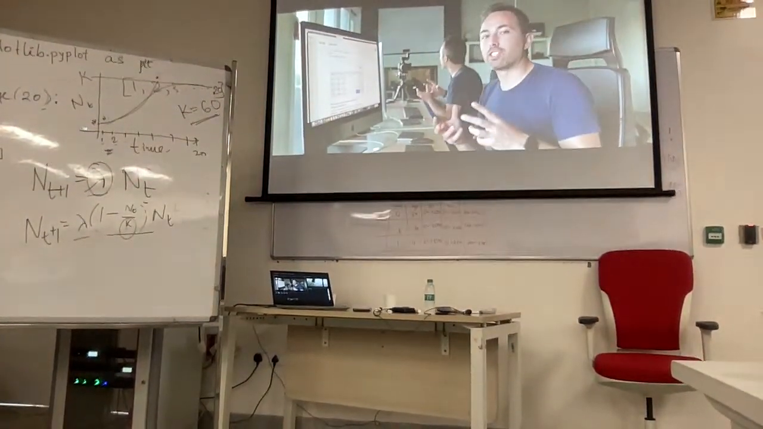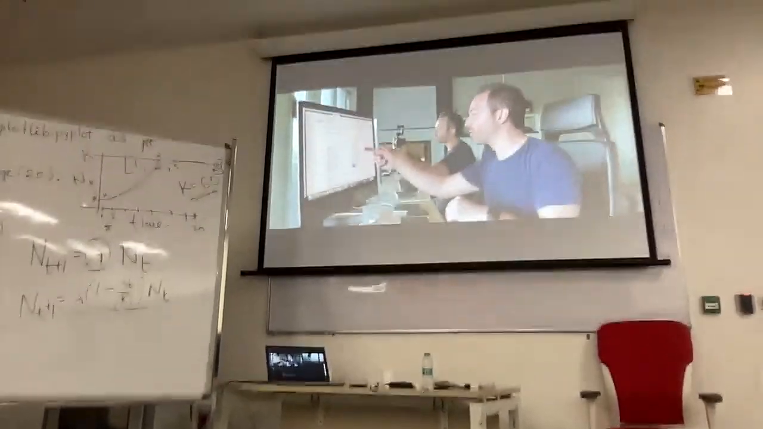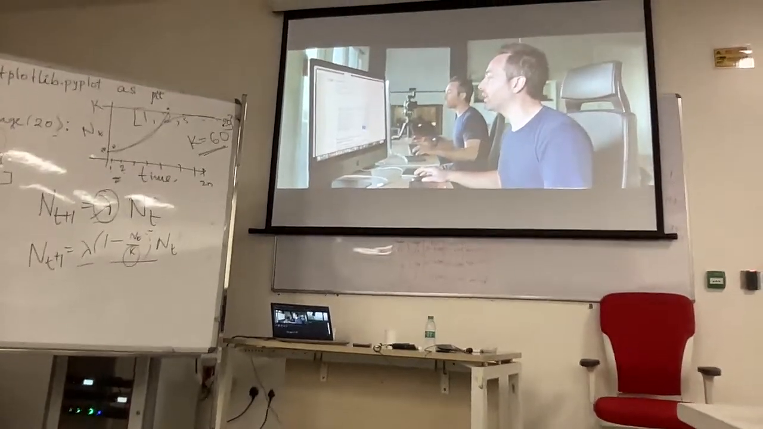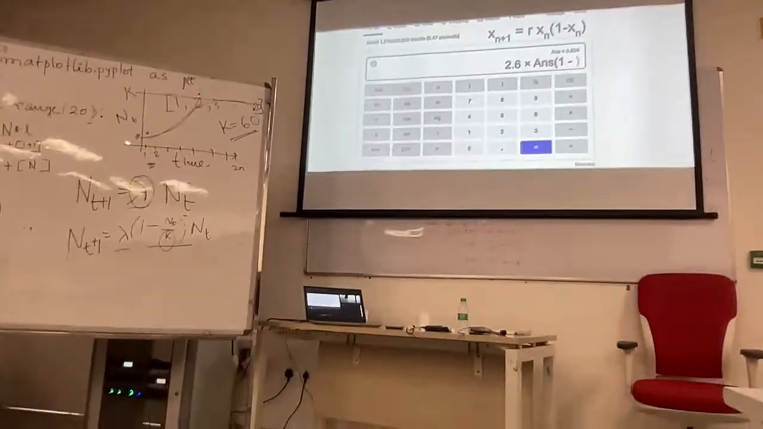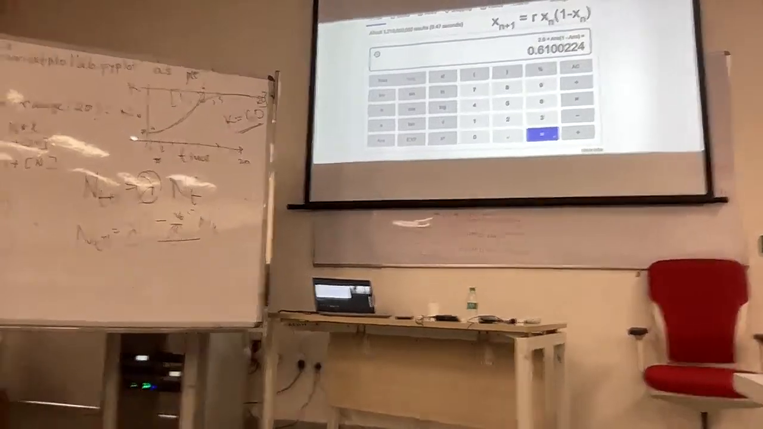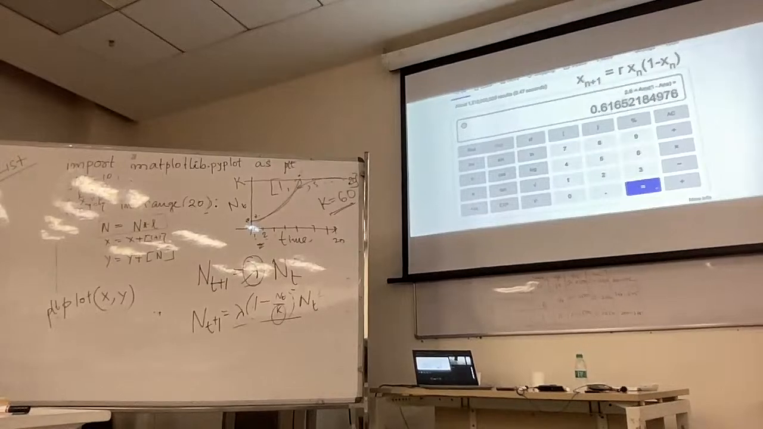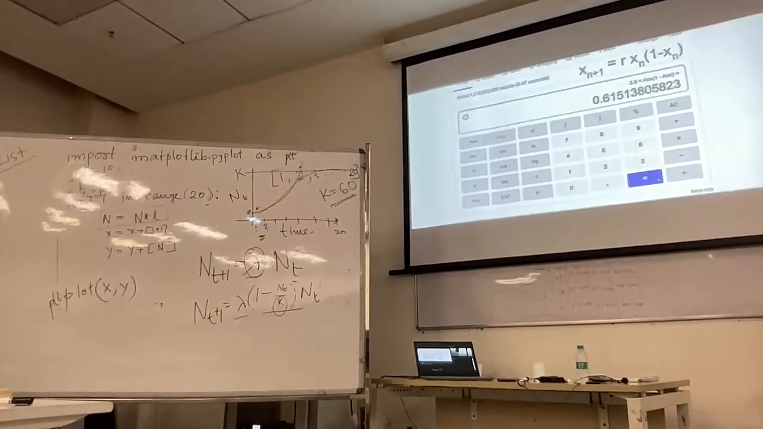But what we're really interested in is the long-term behavior of this population. So we can put this population back into the equation. And to speed things up, you can actually type 2.6 times answer times 1 minus answer. Get 0.61. Population dropped a little. Hit it again. 0.619, 0.613, 0.617, 0.615, 0.616, 0.615.